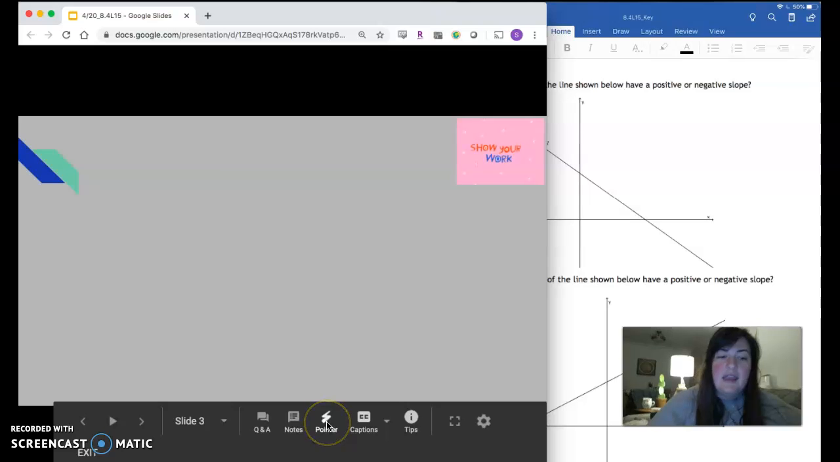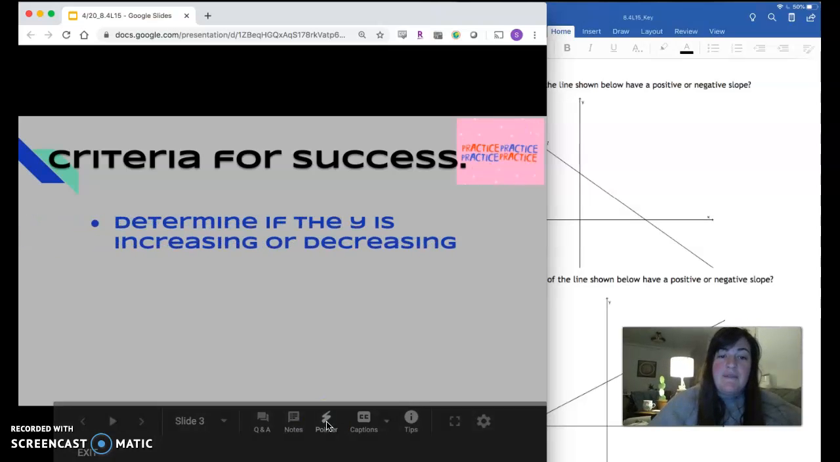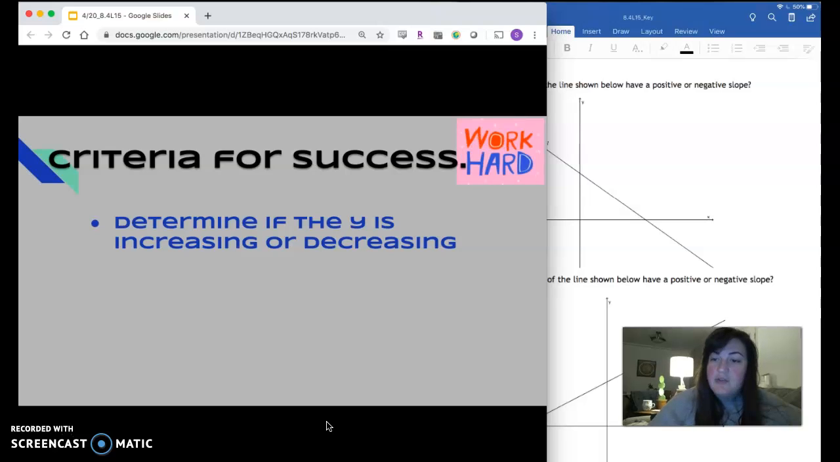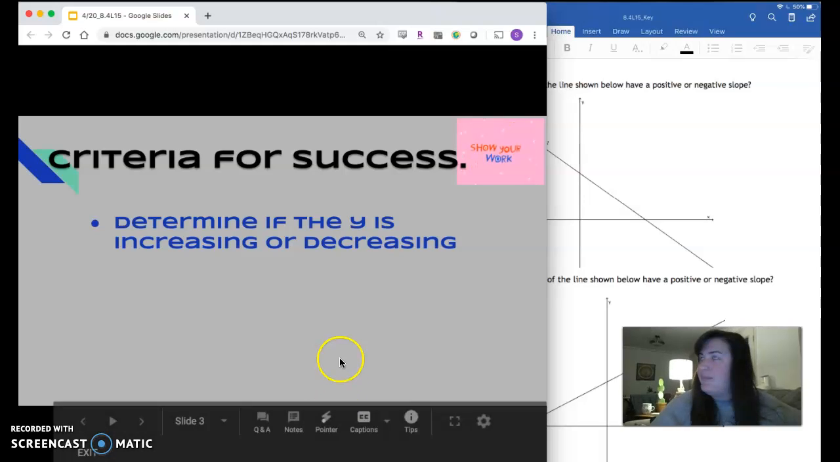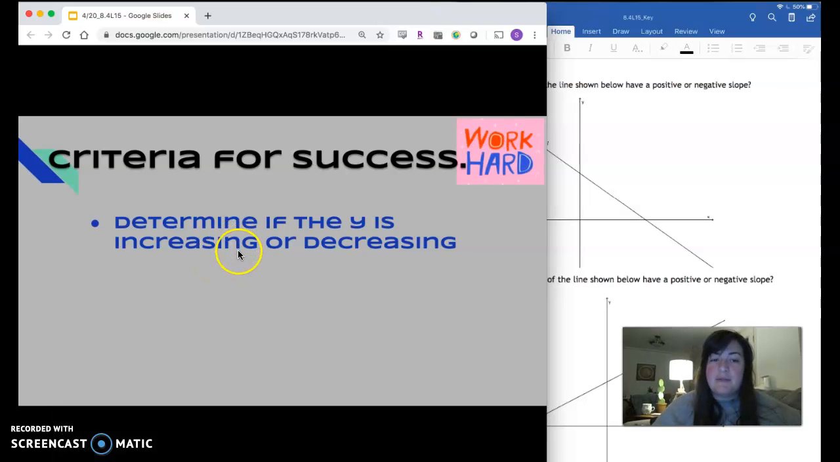All right. And our CFS for today: determine if the y is increasing or decreasing. So if it's increasing as the x is increasing, then it's positive. If it's decreasing while the x is increasing, then it's negative. So dependent on the x, dependent on the y, if the y is increasing as you read to the right, then it's a positive slope. And if the y is decreasing as you read to the right, then it's a negative slope.